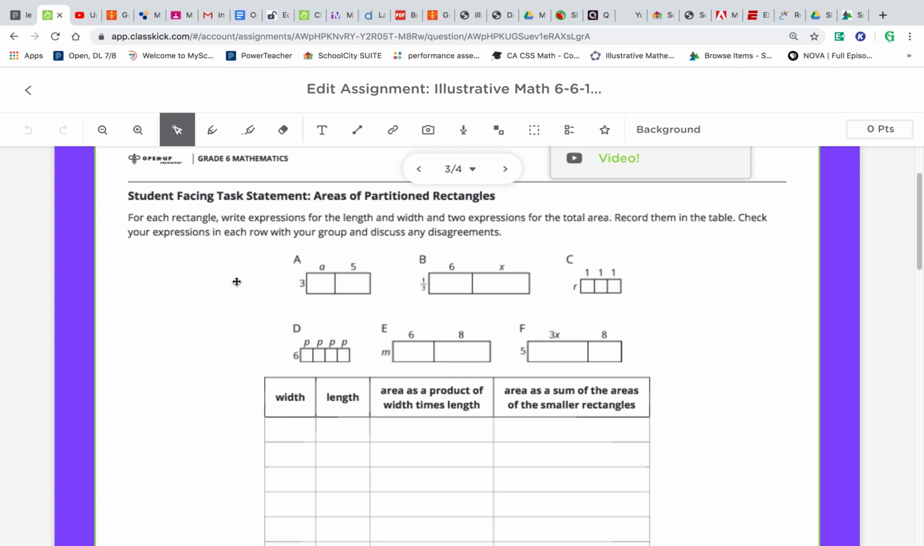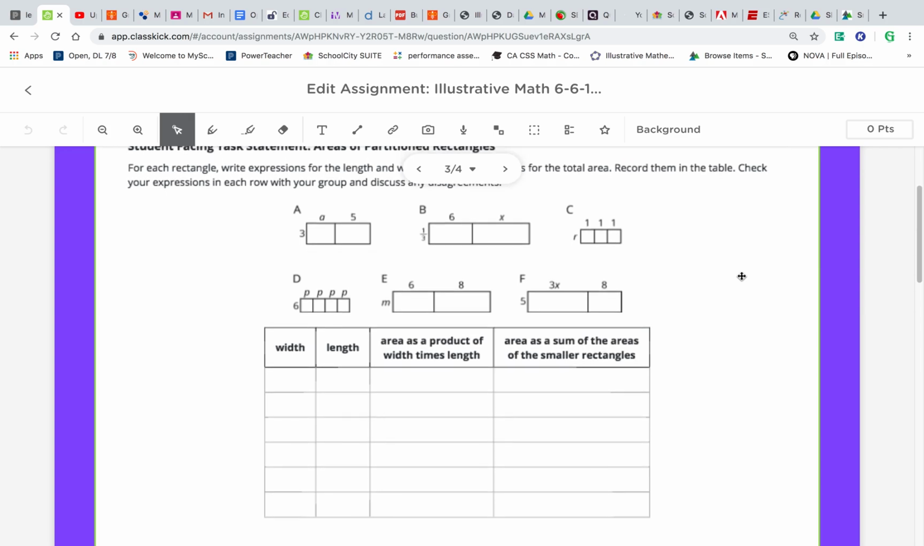Okay, so for each rectangle, write expressions for the length and width and two expressions for the total area. Record them in the table and then check your expressions in each row with your group and discuss any disagreements. So this is something that you would have done in class. Let me show you what you should be getting for these here.